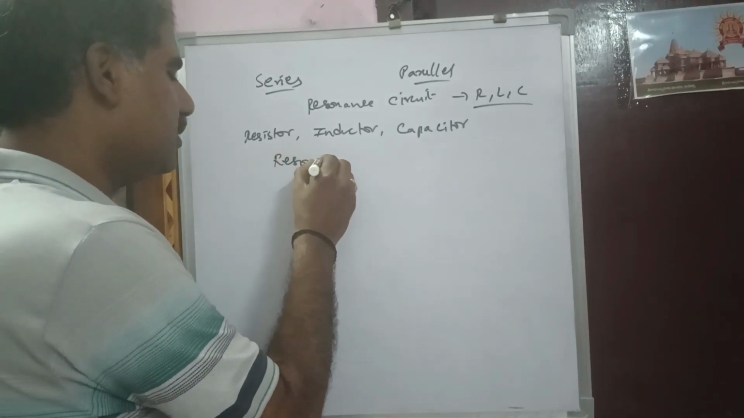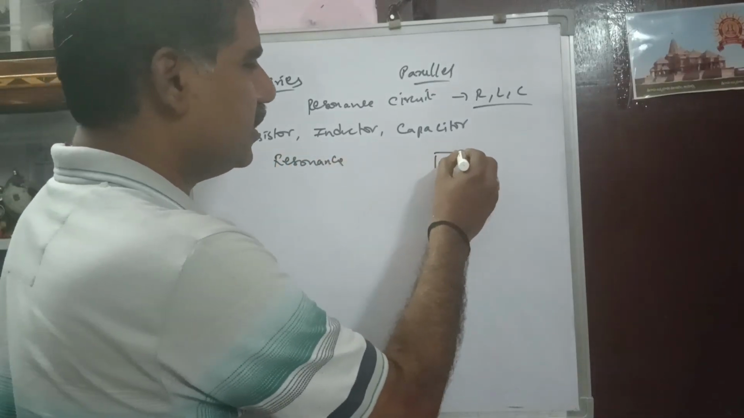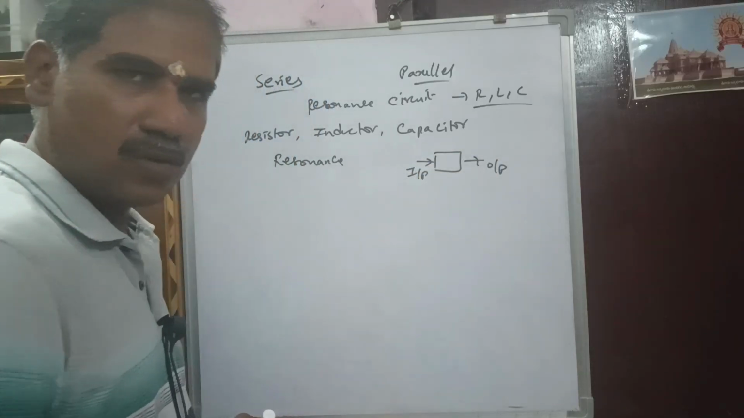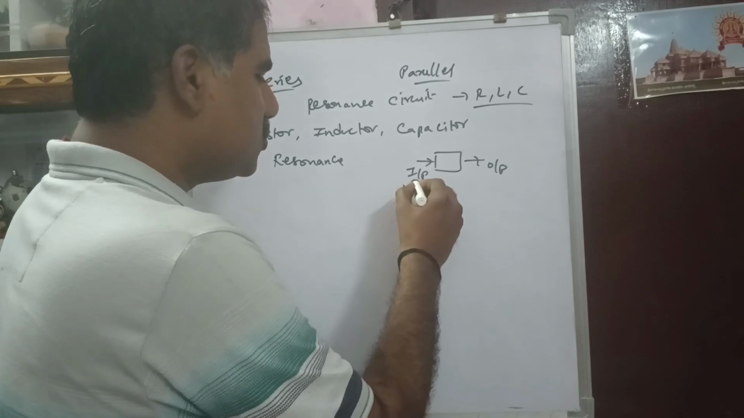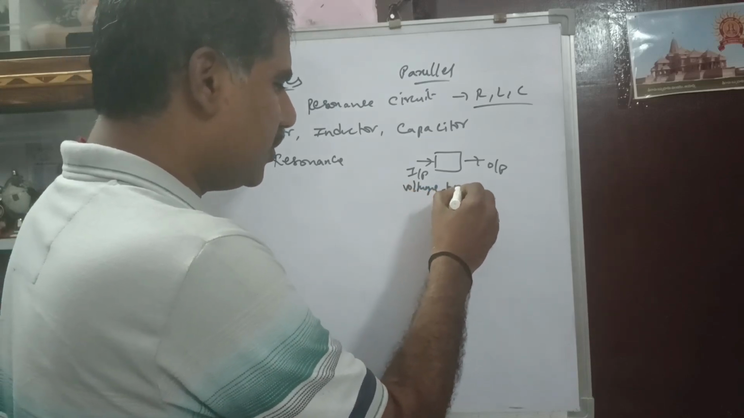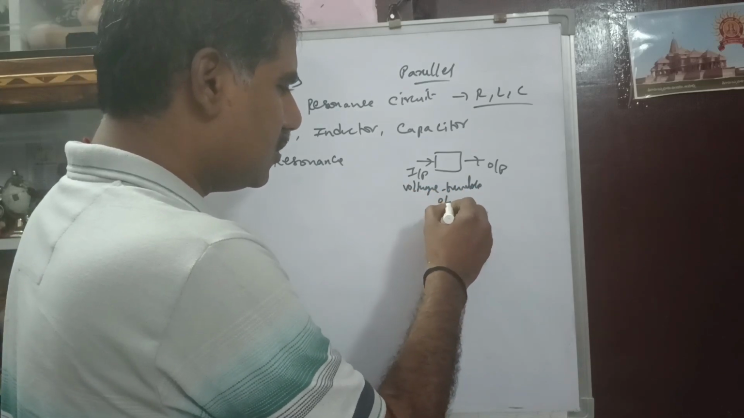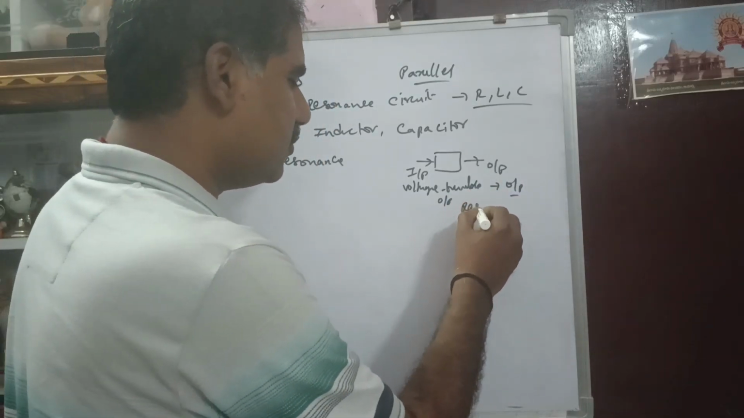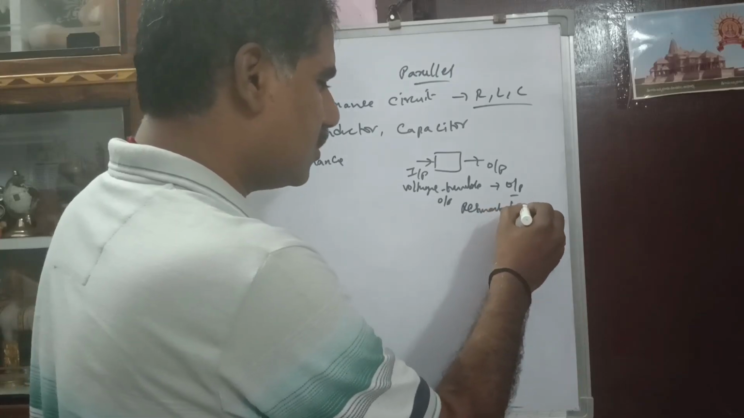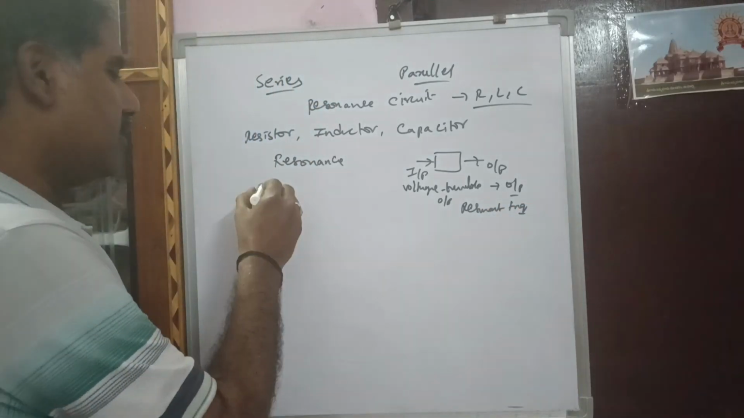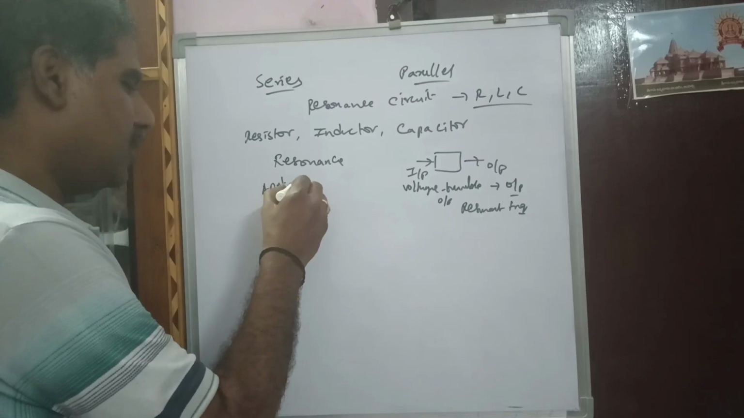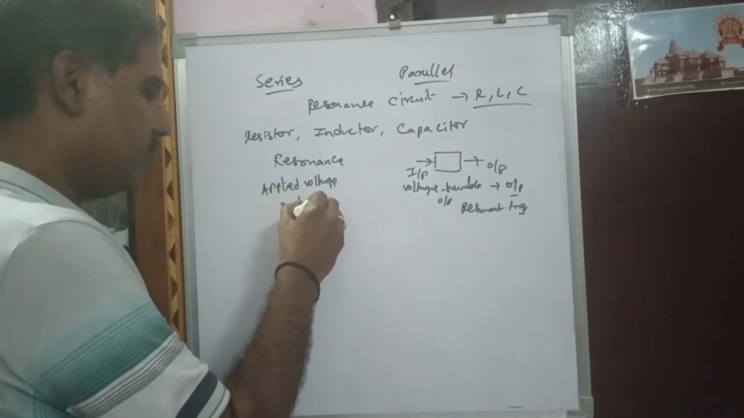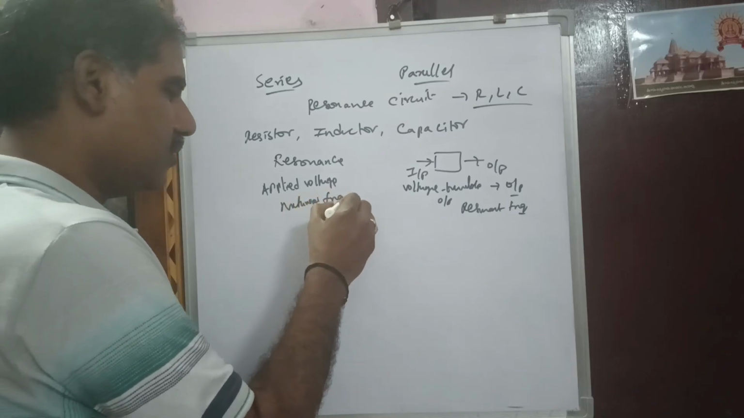When does resonance occur? If you give an input to a circuit, similarly we get an output. If the input voltage is tuned to a particular frequency, then the output we get is at the resonant frequency. That is, when the applied voltage frequency equals the natural frequency, it is known as resonance.